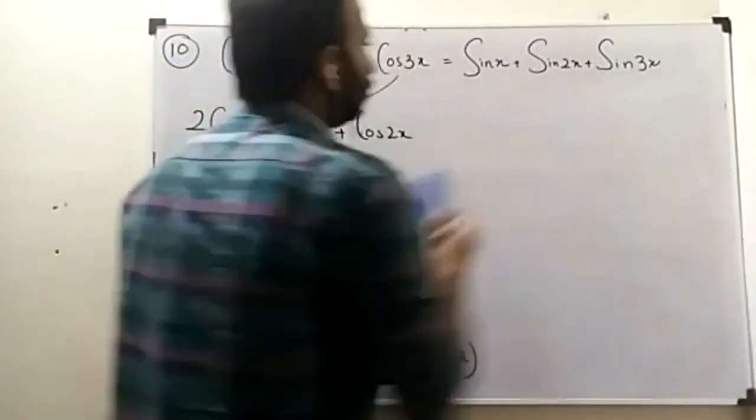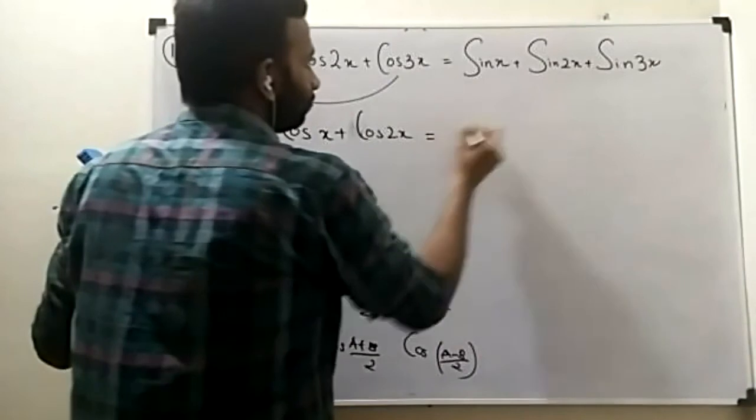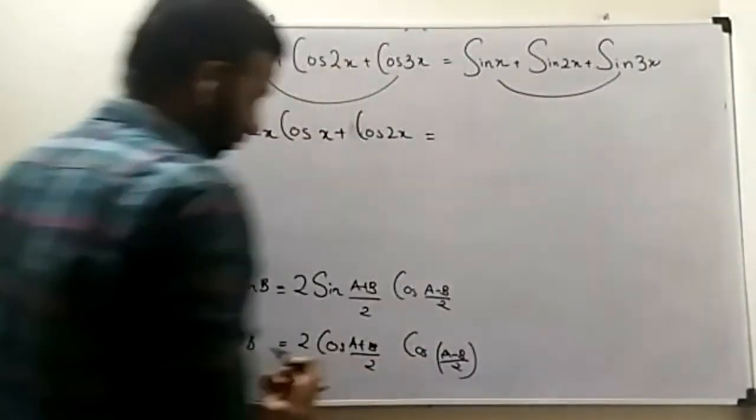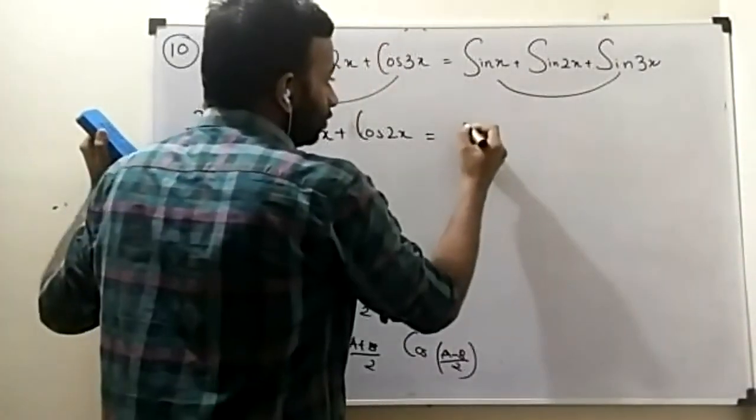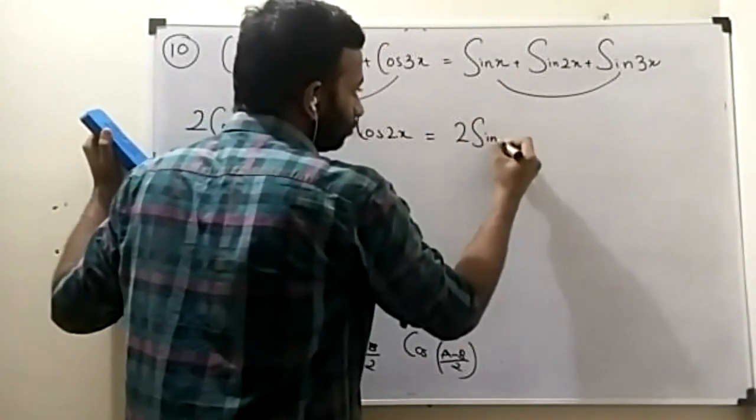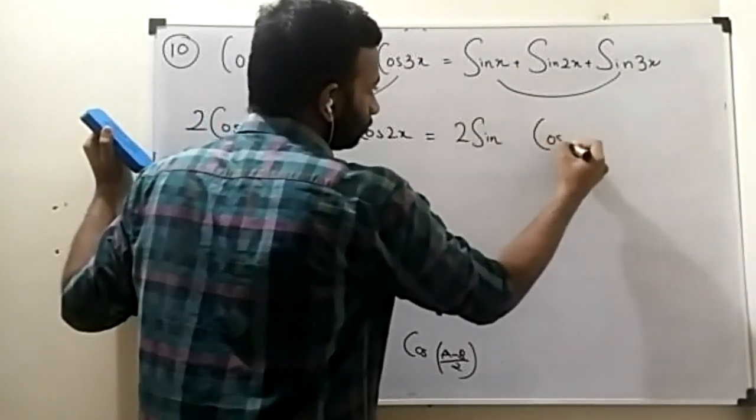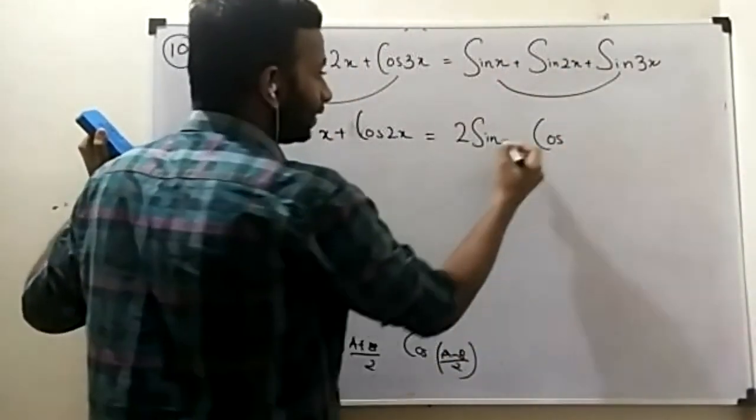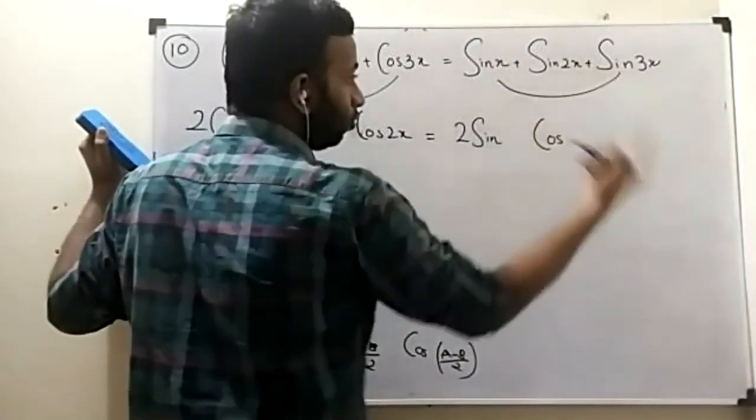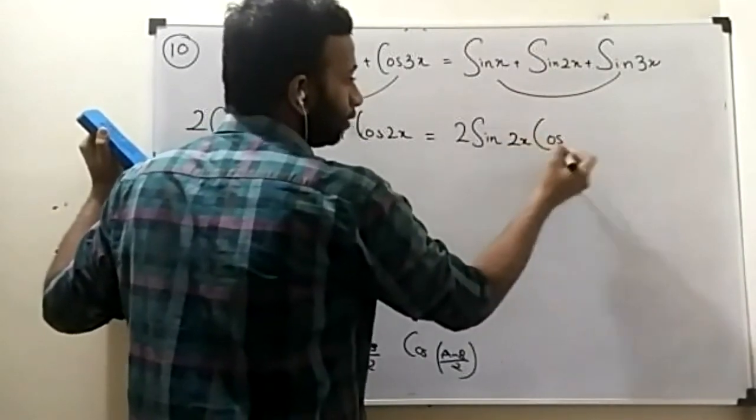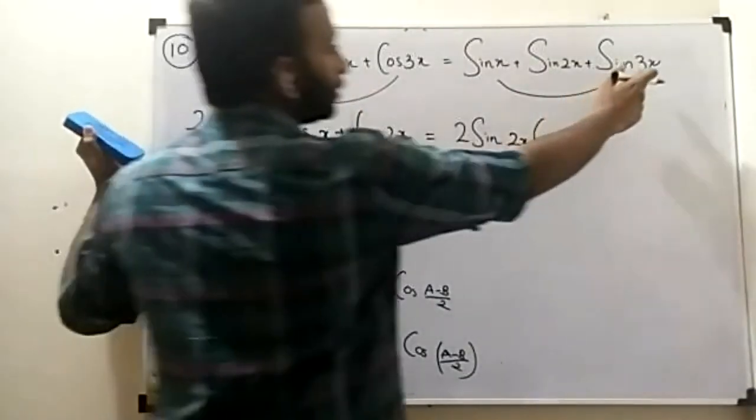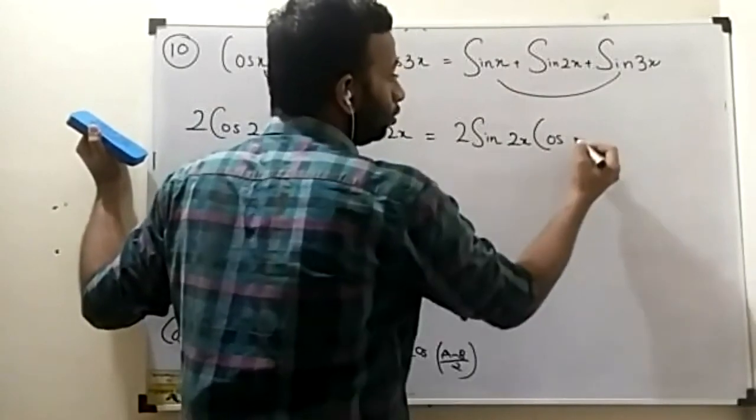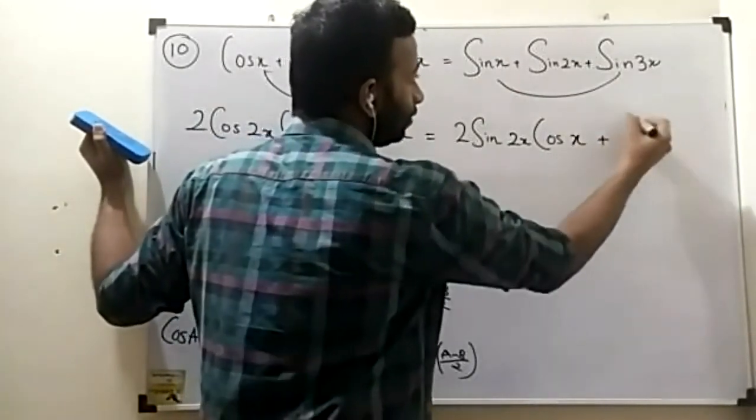We'll do the same thing for the other side as well. We'll take these three and do the same form. Sine plus sine is 2 sine cos. x plus 3x is 4x, divided by 2 is 2x. Cos is 3x minus x, that is 2x divided by 2, is x. What is remaining? Sine 2x.